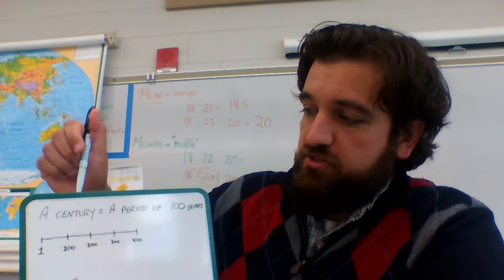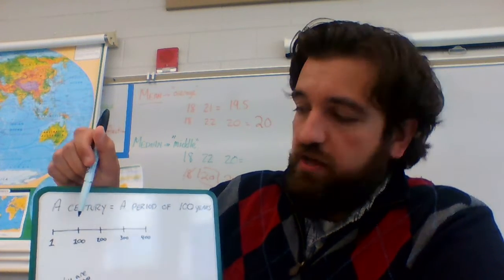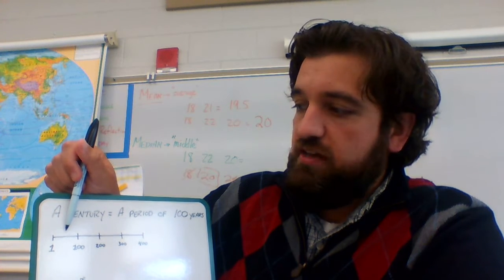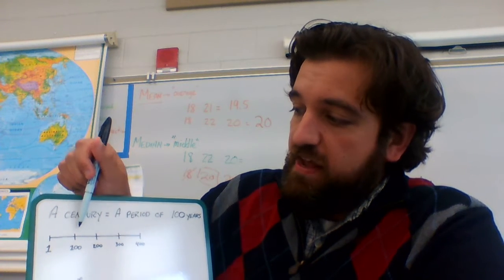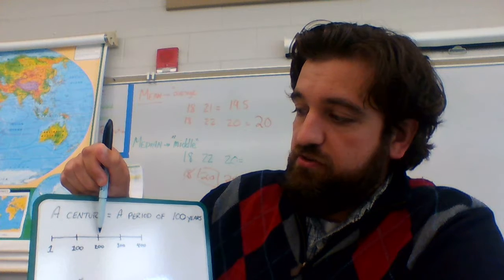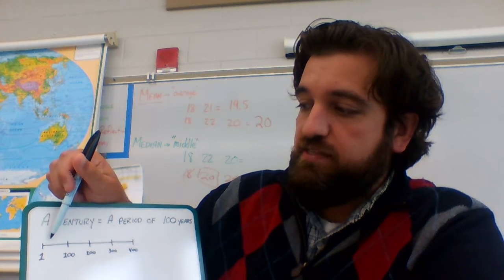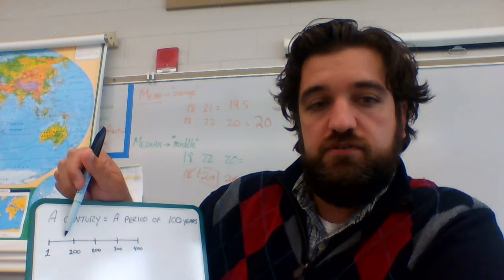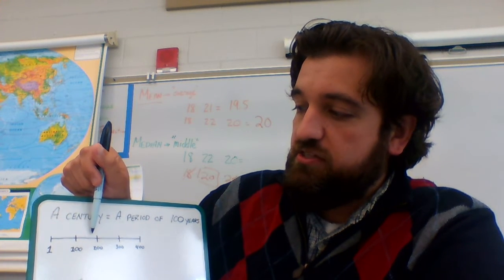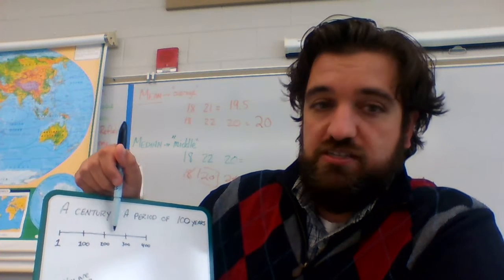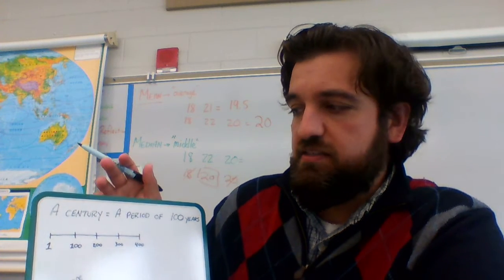And you can see, like, if you start in year 1 to year 100, well, that space in between is the first period of 100 years. So that would be the first century. And this, from year 100 to year 200, is the second period of 100 years, right? That's the first section of 100 years. That's the first century. That's the second section. So that's the second century. That's the third section. So that's the third century. Hopefully this is making sense to you.